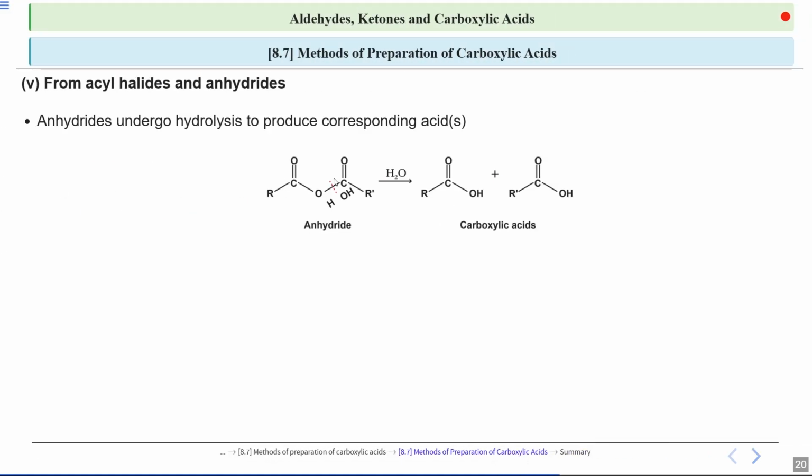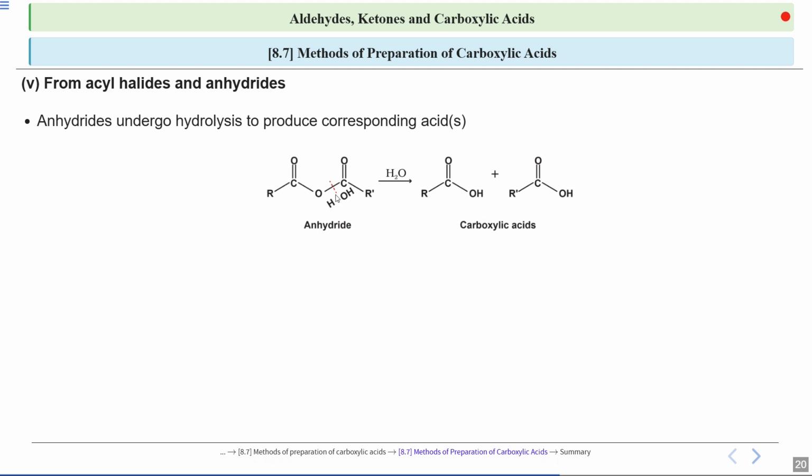Now next we are going to see anhydrides. Okay, we saw acyl halides, now we will see anhydrides. So anhydrides undergo hydrolysis to produce the corresponding carboxylic acid. This reaction demonstrates how water can break down an anhydride into two acid molecules.